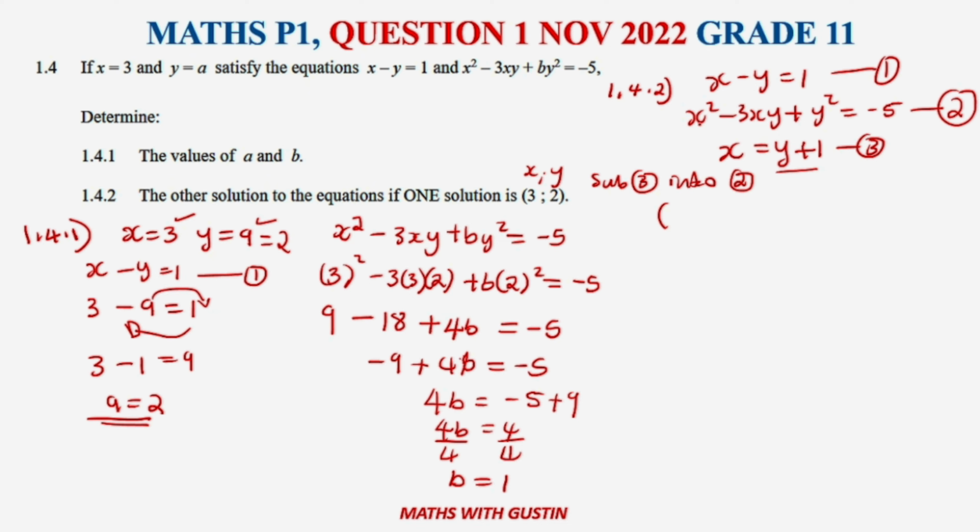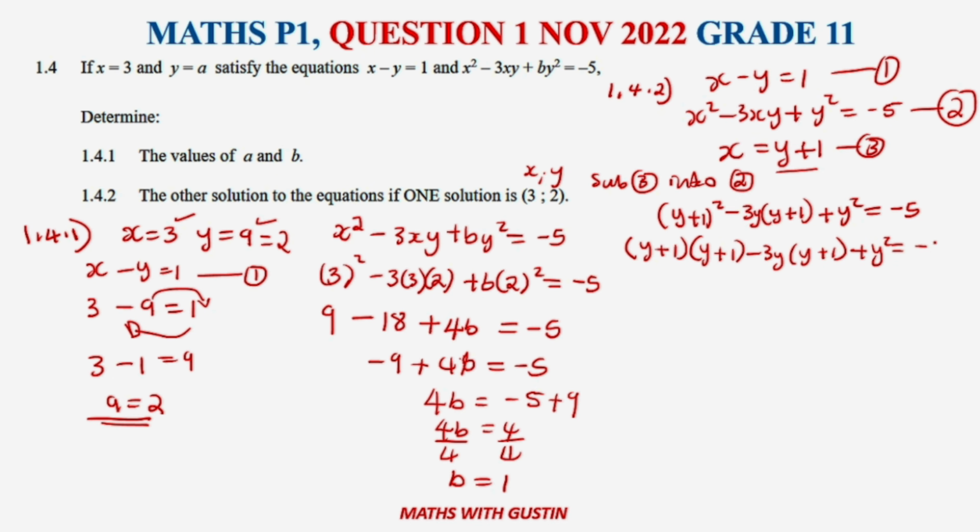Where there's x, this is what we're going to put. So first, there's x squared, so we're going to put (y plus 1) squared minus 3. Where there's x, we're putting this, so there's going to be 3y times (y plus 1). Plus y squared, am I right? Yes, plus y squared equals minus 5. Therefore we're going to have to expand: (y plus 1)(y plus 1) minus 3y(y plus 1) plus y squared equals minus 5.